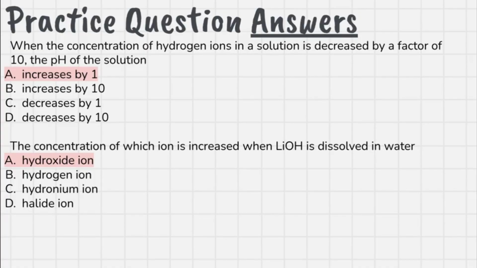The concentration of which ion is increased when LiOH is dissolved in water? A. Hydroxide ion. The concentration of hydroxide ions will increase because LiOH is a base, and bases contain hydroxide ions.